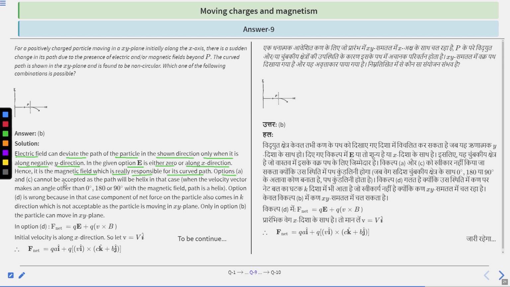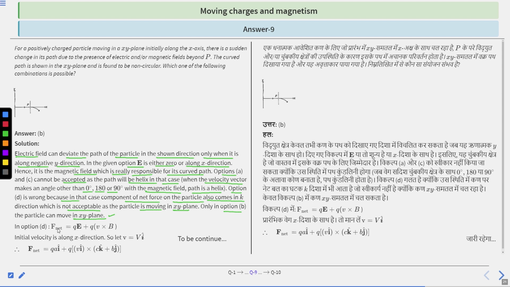Options A and C cannot be accepted as the path will be a helix in that case, when the velocity vector makes an angle other than 0 degree or 90 degree with the magnetic field. So the path is a helix. And option D is wrong because in that case a component of net force on the particle also comes in the k direction, which is not acceptable as the particle is moving in the xy plane. Only in option B can the particle move in the xy plane.